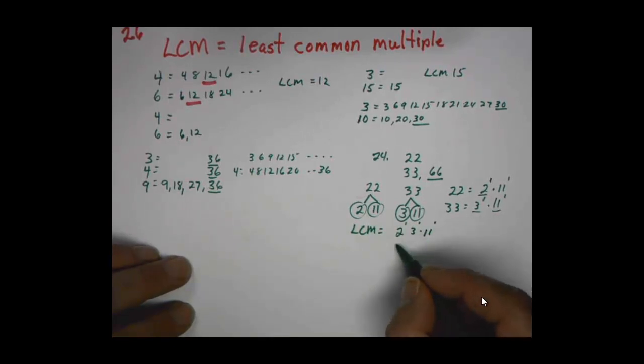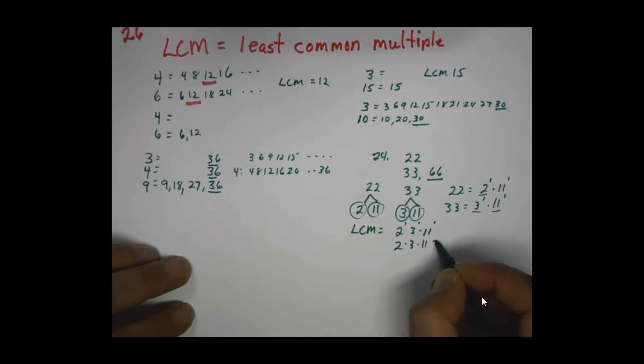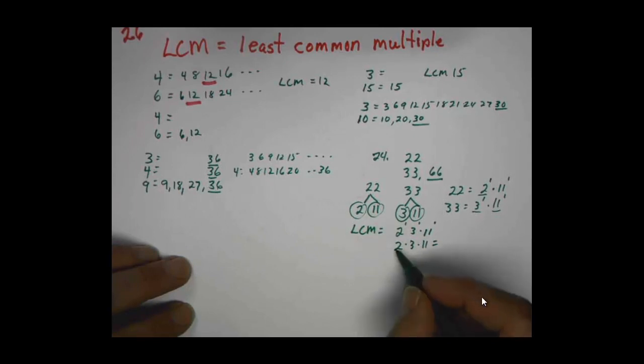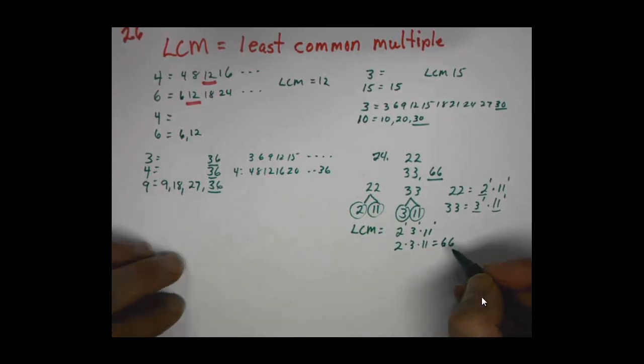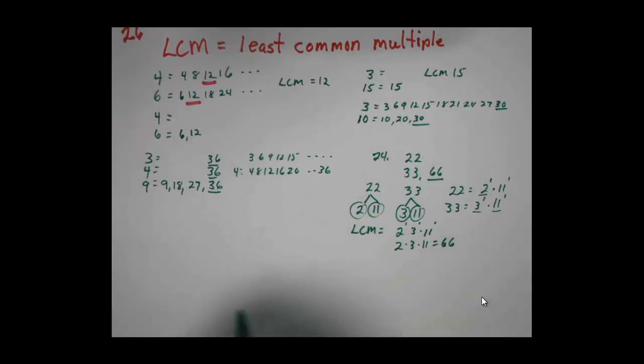So now I have 2 to the first, which is 2, 3 to the first is 3, 11 to the first is 11, and I just simply multiply that. 2 times 3 is 6 times 11 is 66. And that's another way to do the same type of thing.